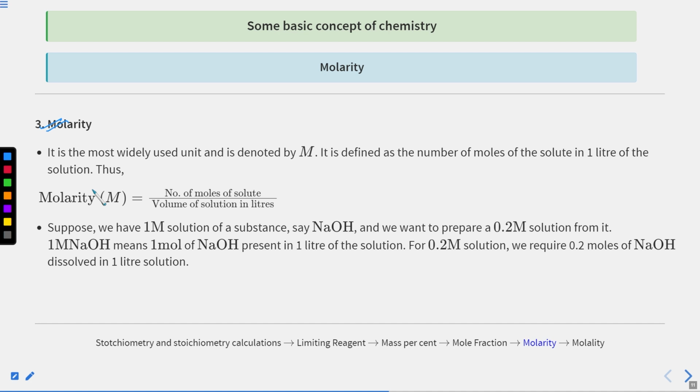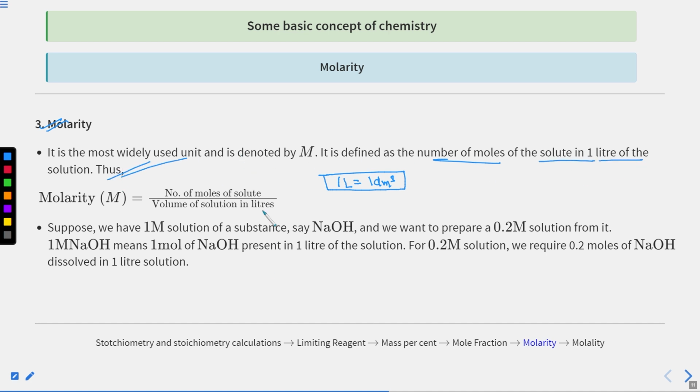Now each of these things is important. First we have to take the number of moles of solute and put it in the numerator. Then in the denominator, we take the volume of solution in which that solute is dissolved, and that volume should always be in liters. For those who do not know the conversion, this is very important: 1 liter is equal to 1 decimeter cube. Therefore, we can also say that it is defined as the number of moles dissolved in 1 decimeter cube of the solution.